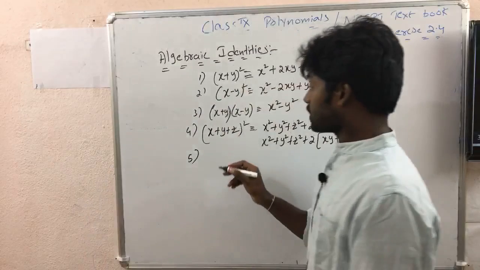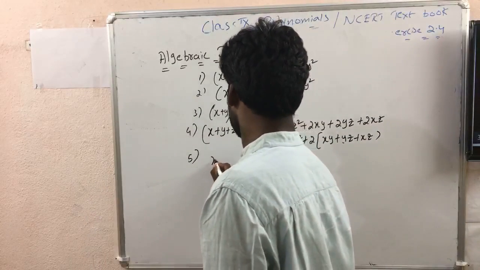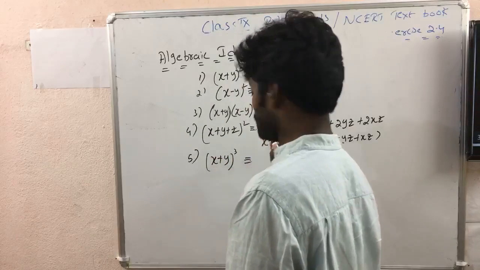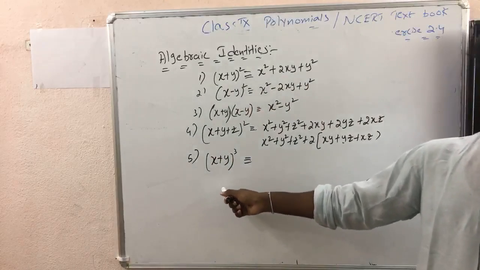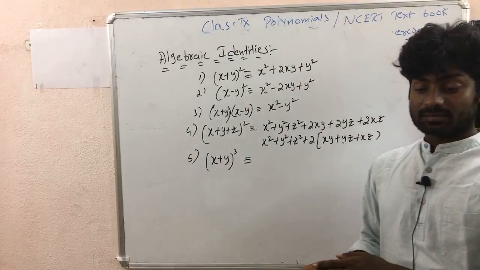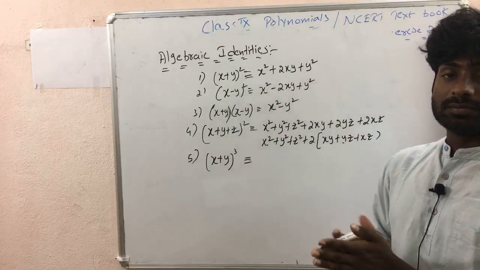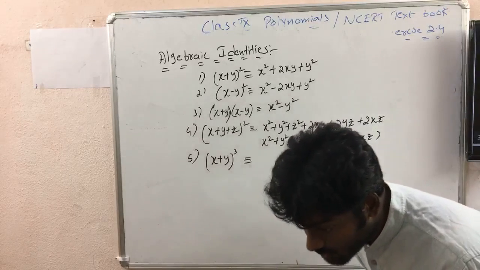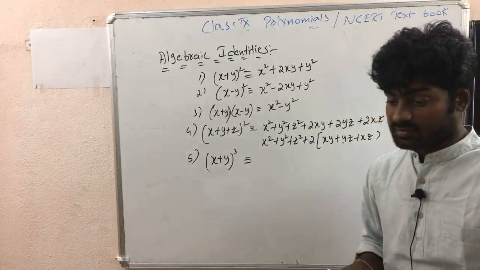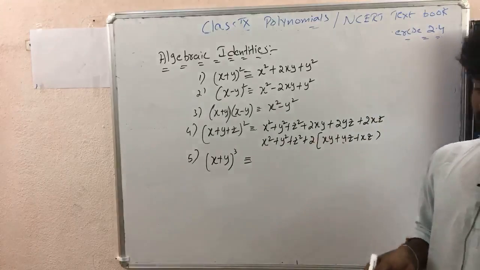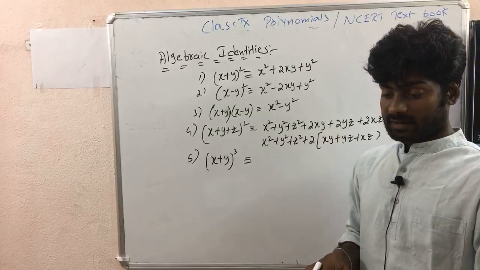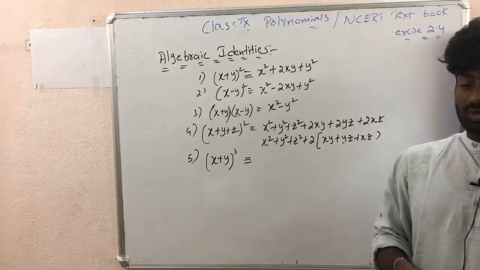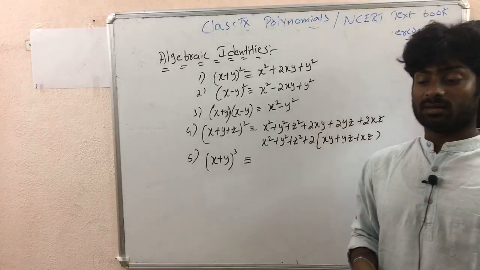we are going for the cubic identities, that means x plus y whole cube. Can anyone state this? X plus y whole cube. As with x square plus y square, we have already done this. Today I think you are getting delay in streaming, okay, no problem, don't worry about that.